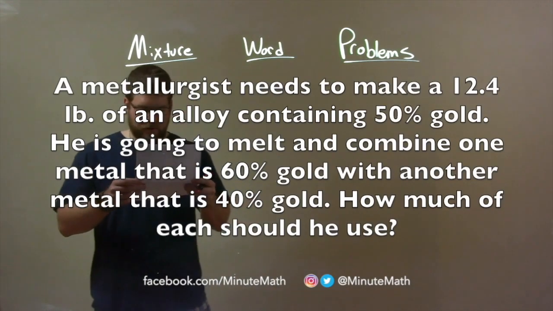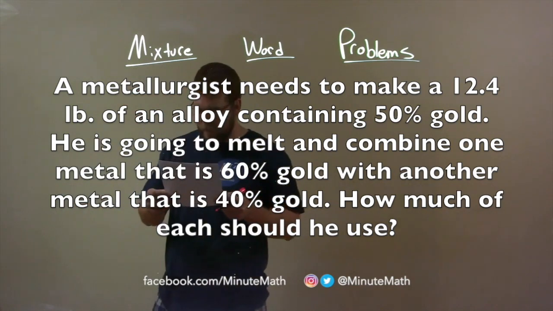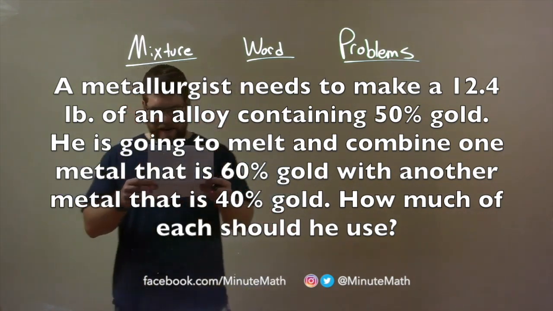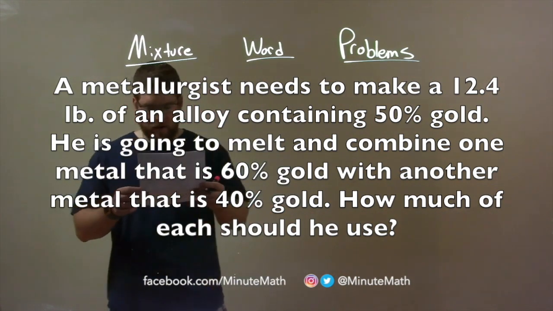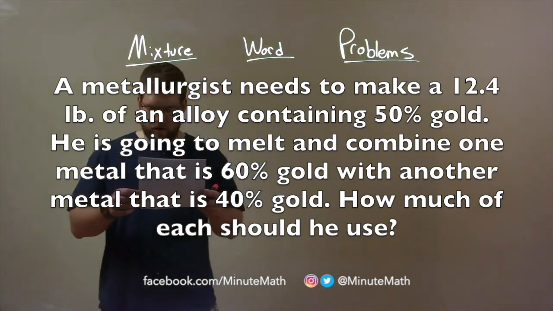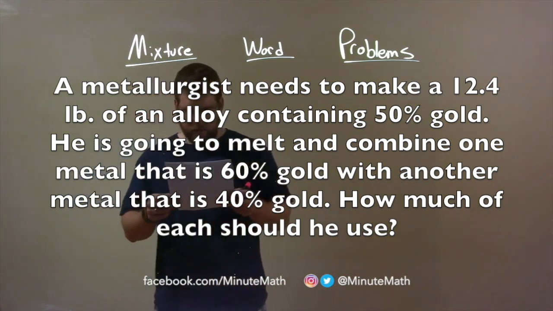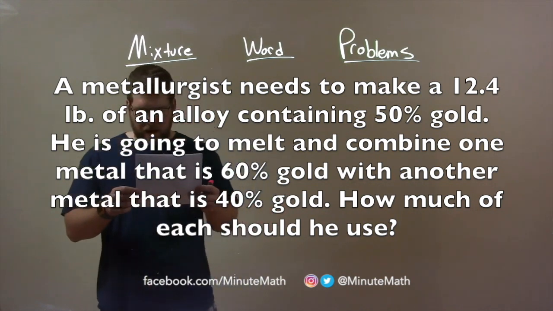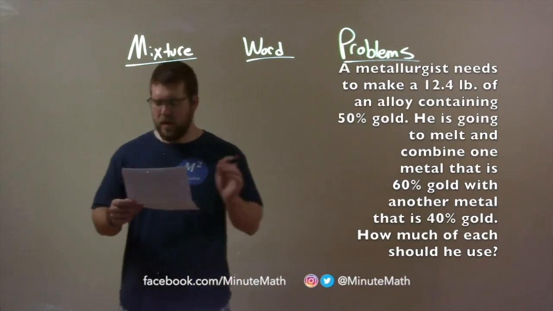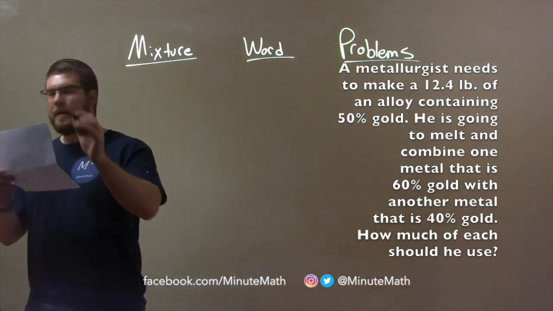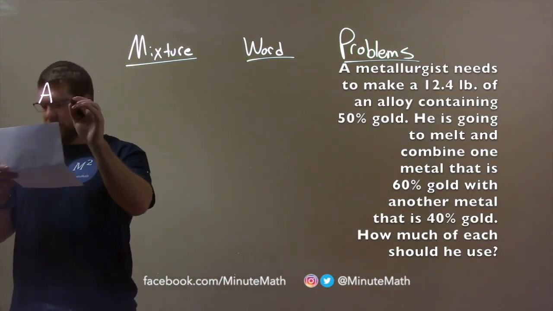A metallurgist needs to make 12.4 pounds of an alloy containing 50% gold. He is going to melt and combine one metal that is 60% gold with another metal that is 40% gold. How much of each should he use? Okay, so this is a little tricky. Our first metal, let's call it metal A. So we have metal A here.